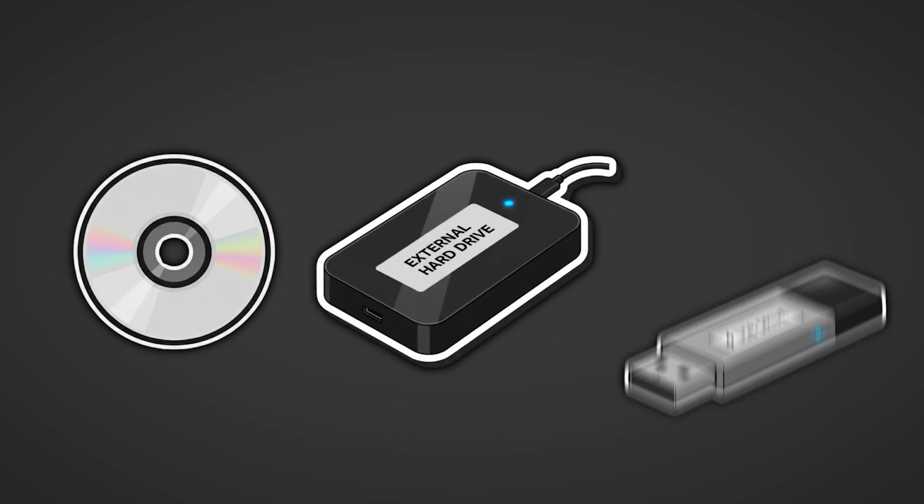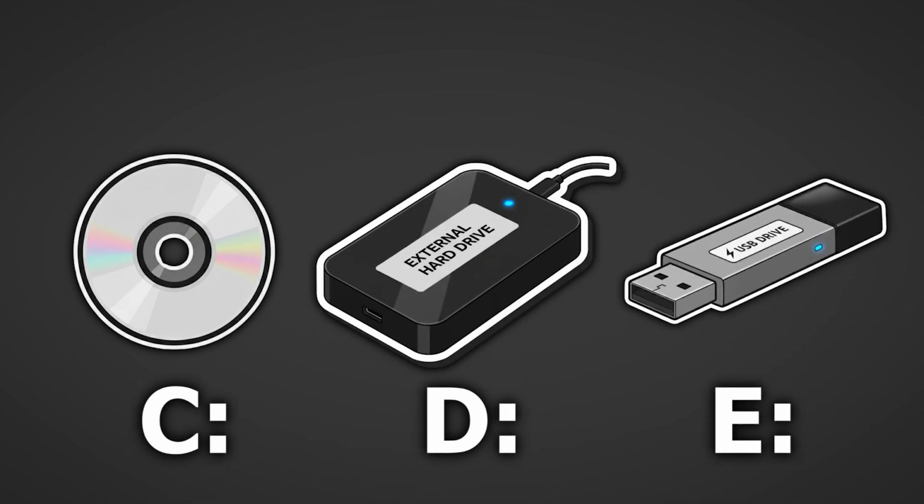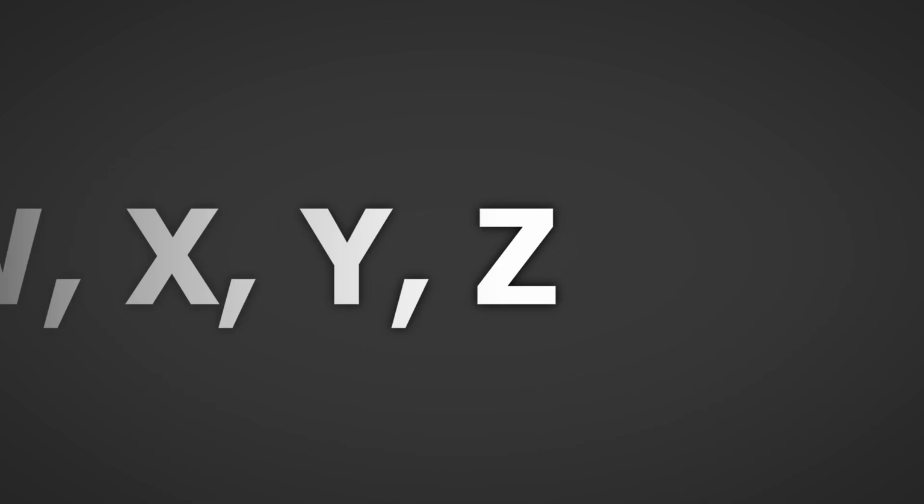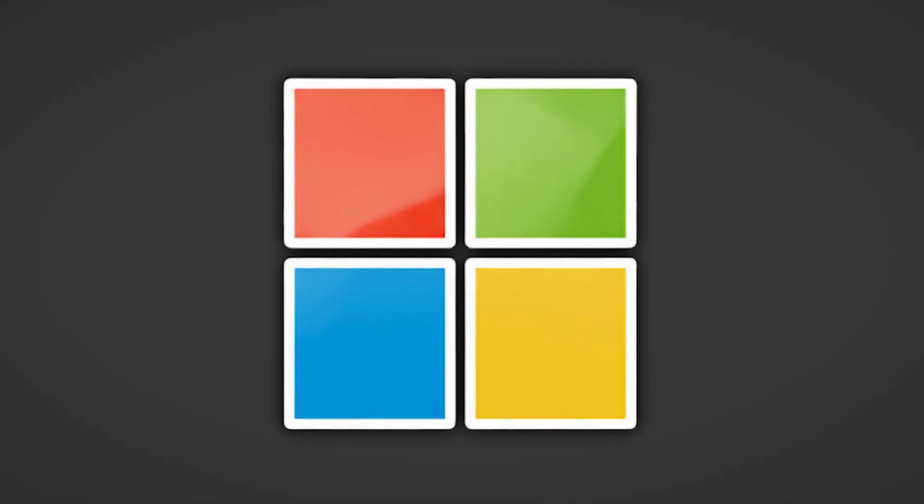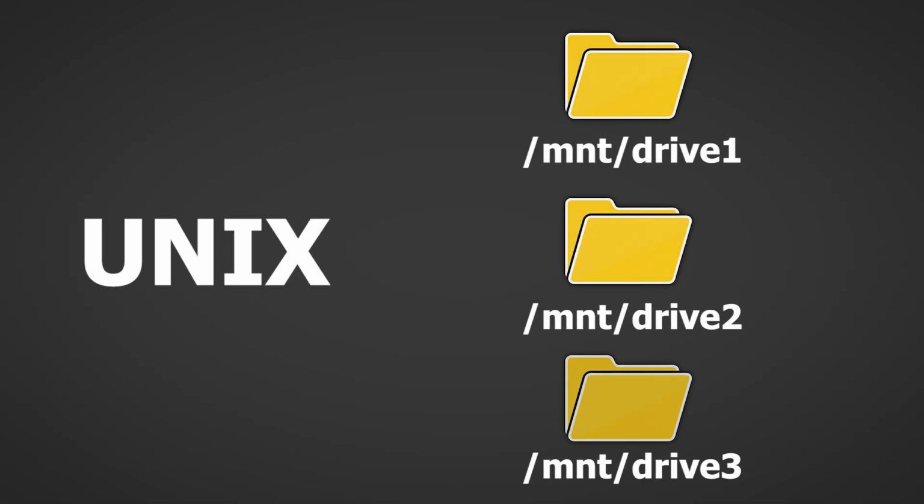But then people started adding more hardware: CD-ROM drives, external drives, USB drives, and every single one got a letter. Before long, you could have drives all the way to Z. That's 26 drives total, the entire alphabet. Now here's the thing, Microsoft knew this was outdated. Unix systems just mounted drives as folders. No letters needed, more flexible, more logical, no 26 drive limit.